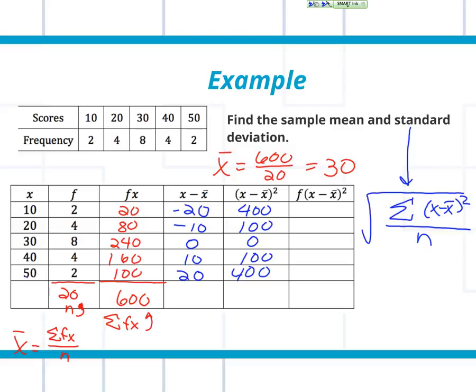Now, sometimes you don't have a frequency. You might not have this last step. If you don't have a frequency, then you just add these numbers and it goes right on top. Since we do have a frequency, I have to multiply my x minus x bar squared times the frequency. So 2 times 400 is 800. We just have to do that because this one has a frequency. Again, sometimes you don't have that column, so it's a little bit less steps.